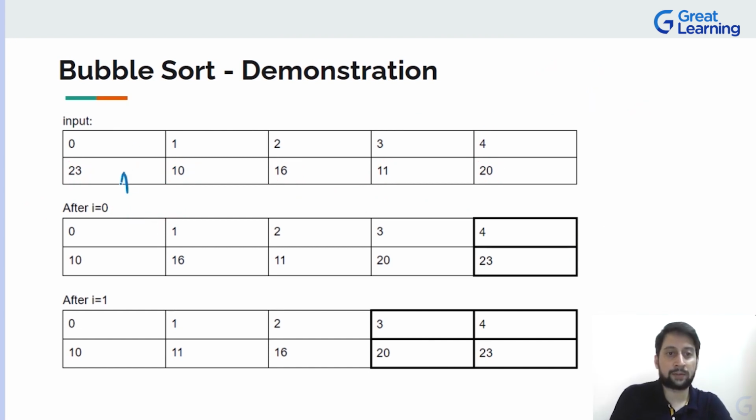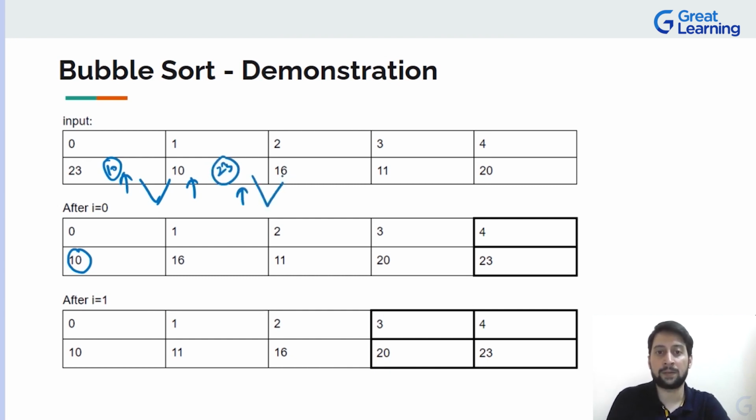So this 23 at j and this 10 will be compared. So since 23 is greater than 10, we will swap them. That is what is happening, right? We will swap them if j is greater than j plus 1. So once we have swapped them, you will get 10 here and 23 will be here. Now we increment our j. So j will be here.